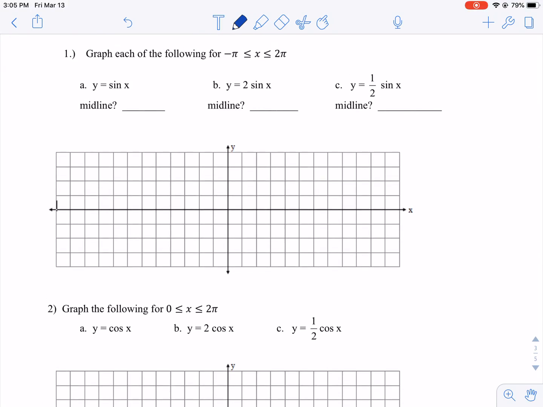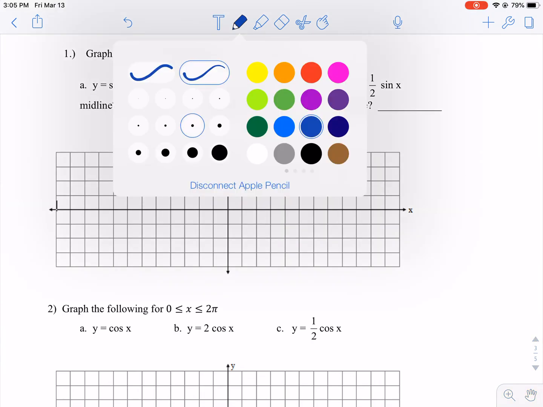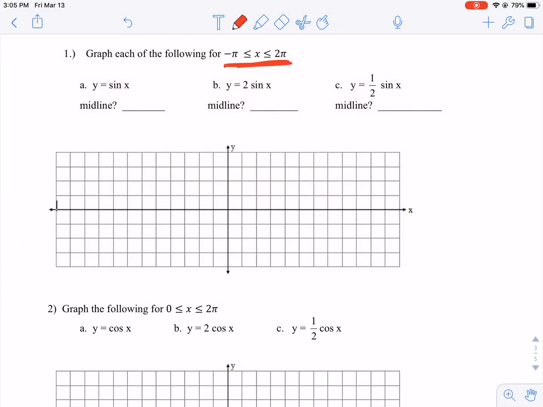All right, so we're going to do a little graphing. We're going to play around with the amplitudes. Okay. And another thing we're going to do is play around with the domain. So this one doesn't say graph from negative 2 pi to 2 pi. It says start at negative pi only.